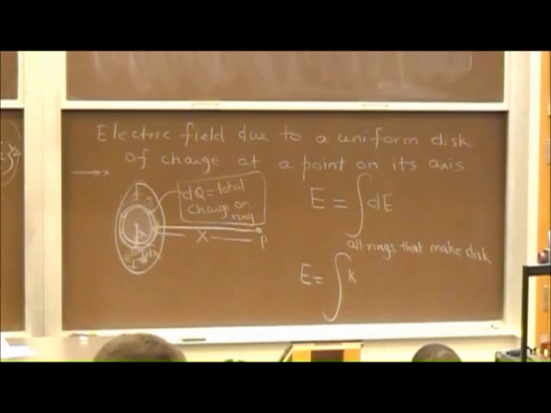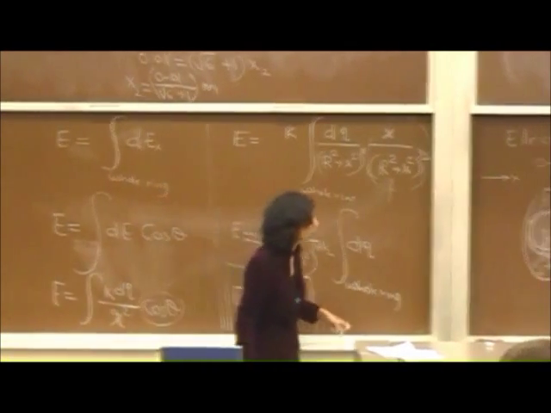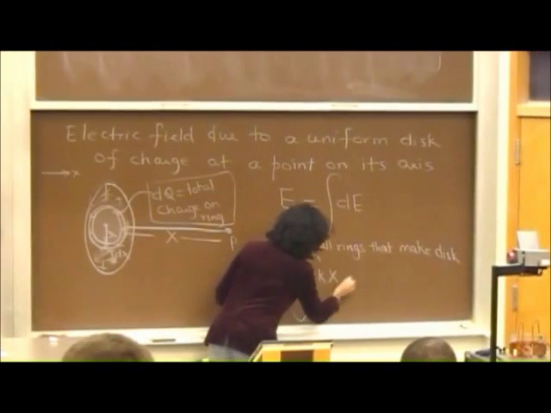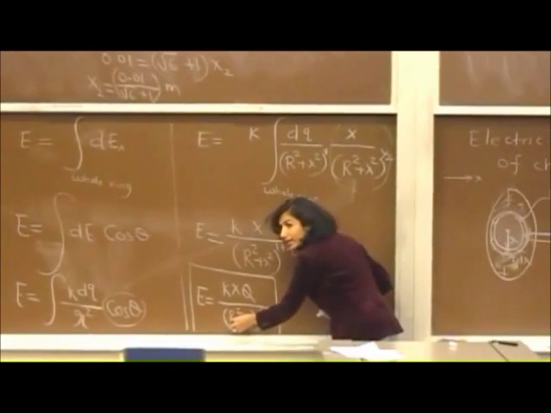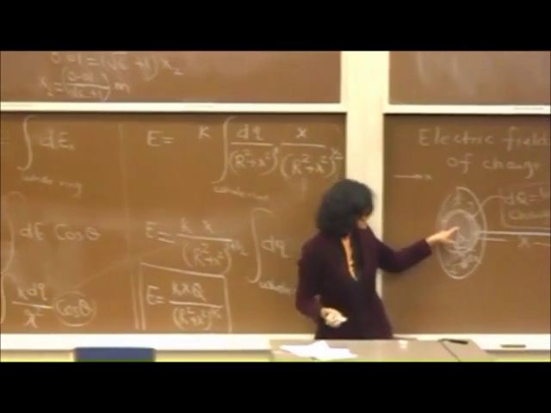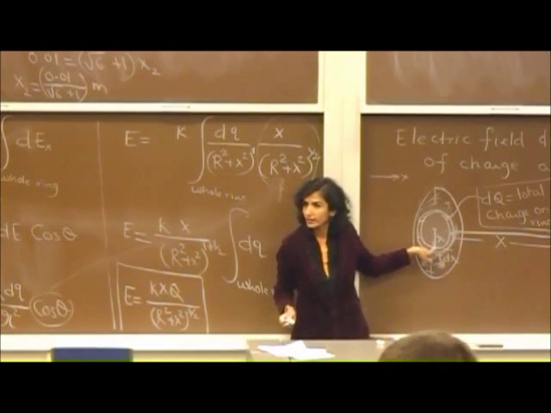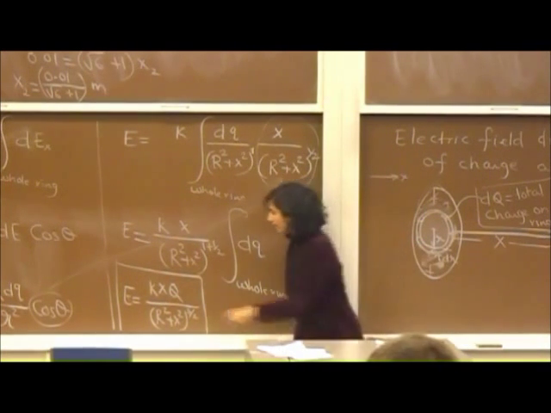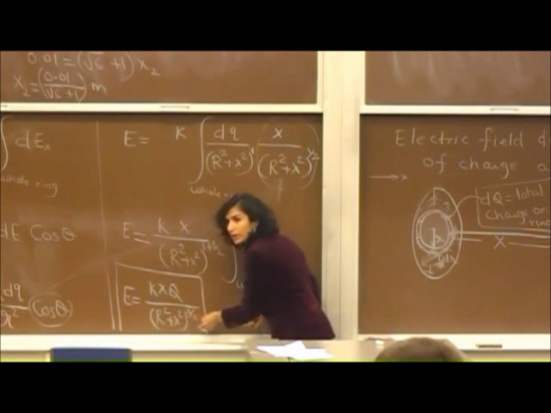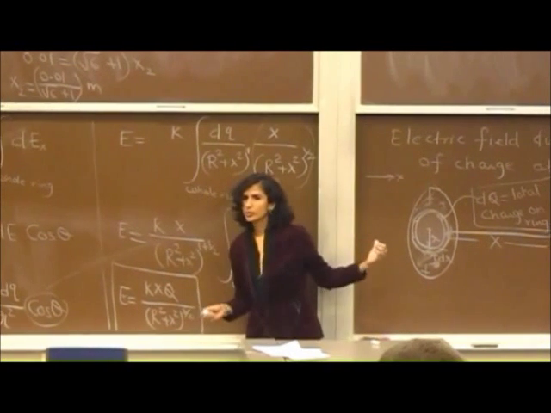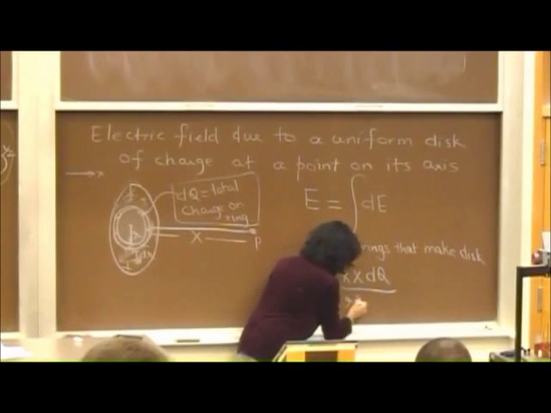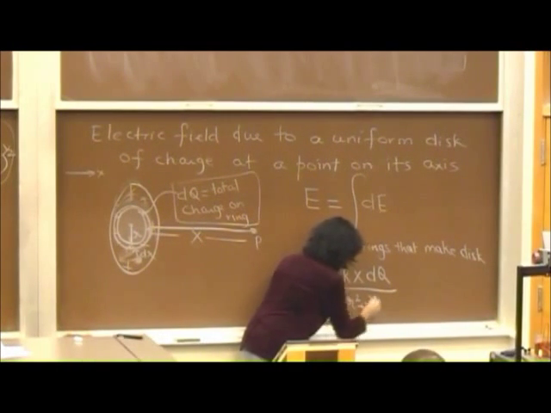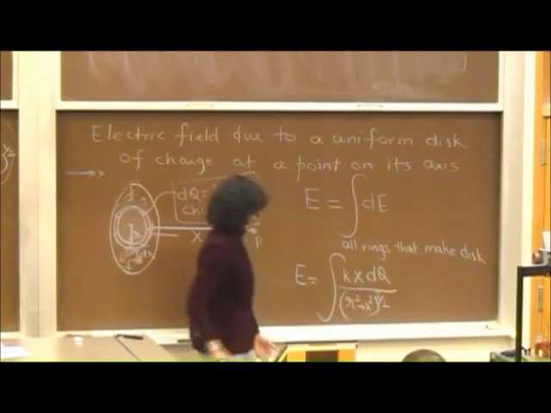So then can we say that the electric field dE due to one ring will be kx dQ divided by, instead of capital R, this radius is what we are calling small r. Do you see that? So can I say small r squared plus x squared to the power 3 over 2 for this problem? Okay. So it's going to be r squared plus x squared to the power 3 over 2.